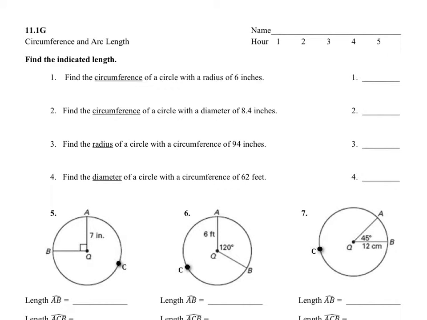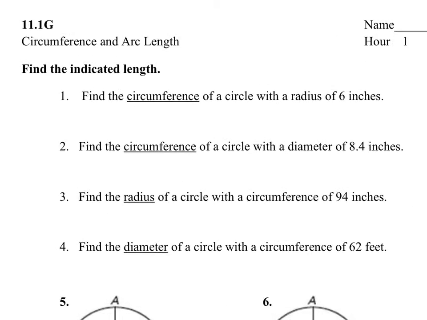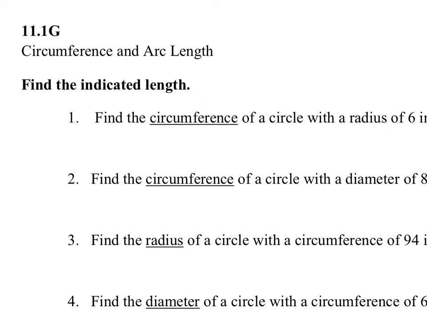Okay, this video is for 11.1G, Circumference and Arc Length. So in class this week, we talked about circumference having the formula either 2 pi r or circumference is pi times d. Now the reason it has two formulas is because it works with the diameter. So pi times the diameter will give you the circumference.